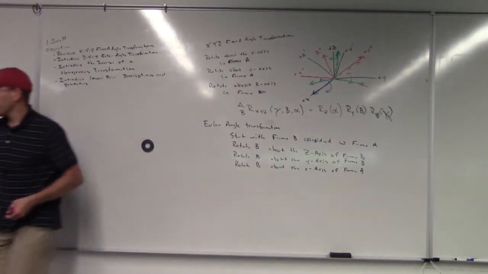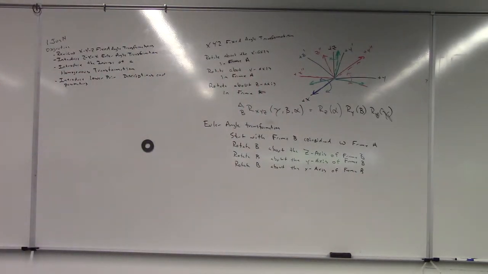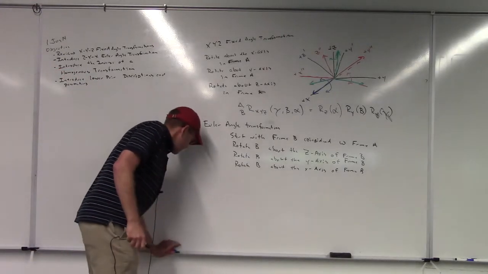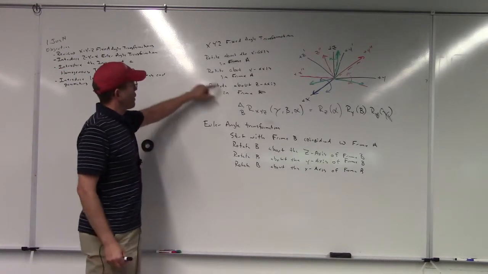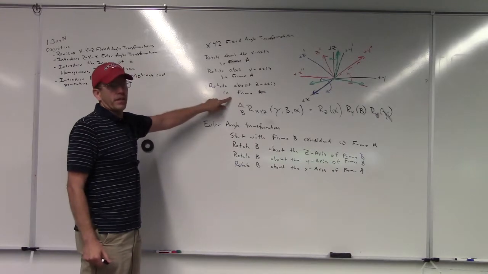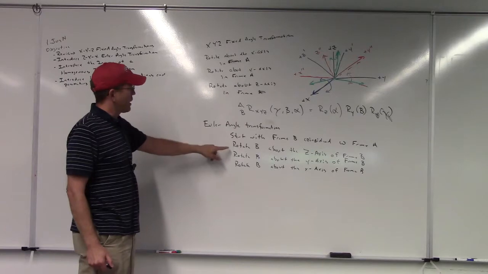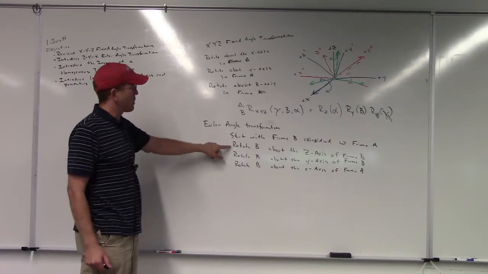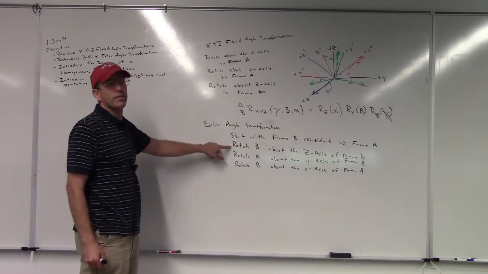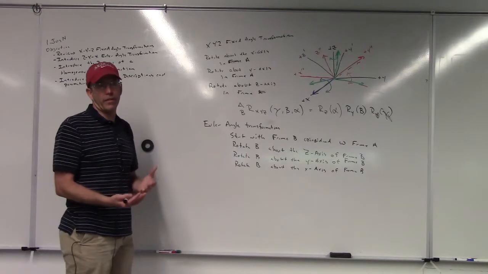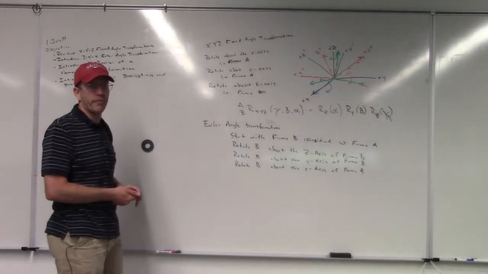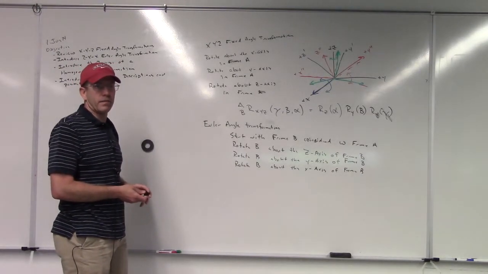So the big distinction between these two representations is, in this case, we're referencing frame A in each of our transformations. In the Euler angle transformation, each of the subsequent transformations is with respect to the previous configuration of frame B. Does that make sense?